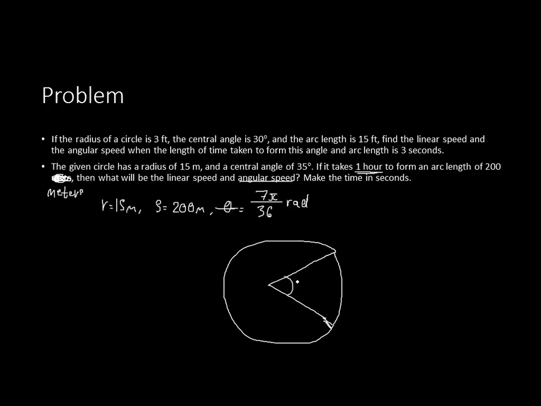So let's just say this is 35 degrees, and this one, let me just thicken this part. This one is the arc length, right? So the arc length will form together with the angle. That means if it takes 1 hour to form the arc, then it also takes 1 hour to form this angle. So in 1 hour, the arc length was formed by 200 meters and an angle of 35 degrees.